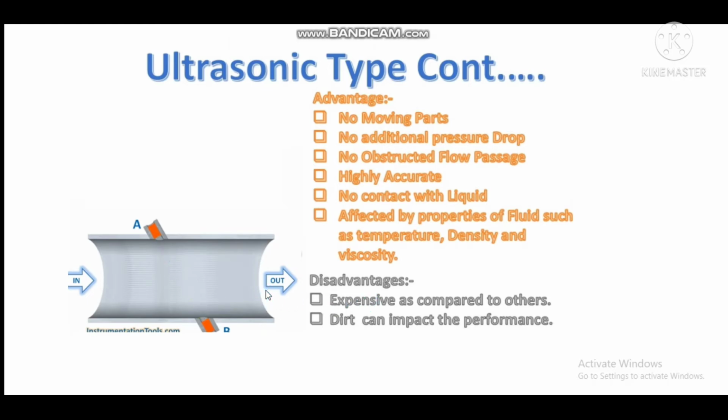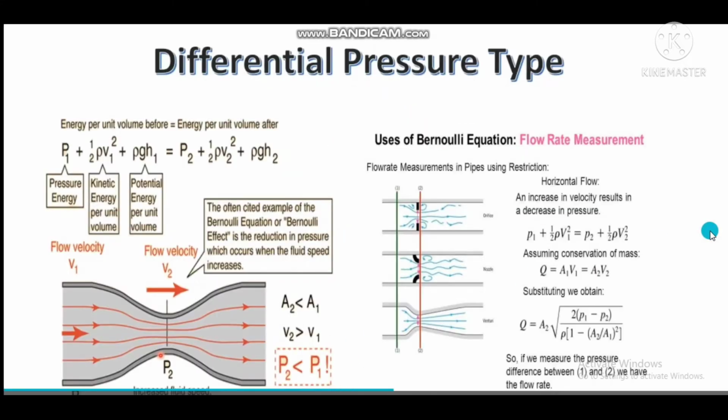The few disadvantages are that it is expensive as compared to the others, and dirt can impact the performance. These are the few disadvantages of the ultrasonic flow meter. So now we'll be heading towards the differential pressure type flow meter.